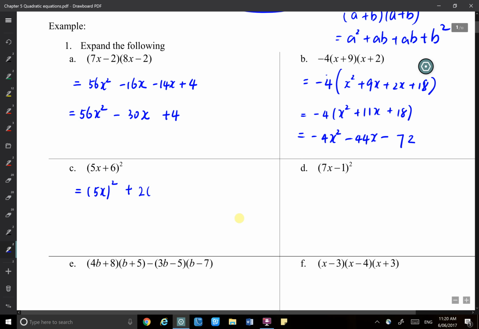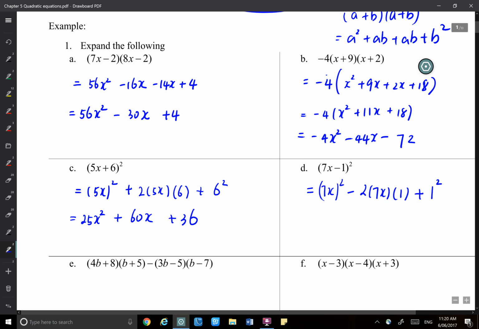squared plus 2ab plus b squared. So I have 25x squared plus 60x plus 36. Okay, then next one is a minus b. So we have a squared minus 2ab plus b squared. Okay, it's always plus b squared. So 49x squared minus 14x plus 1.